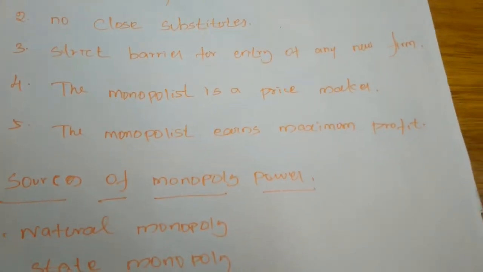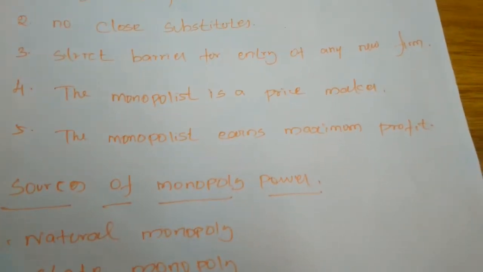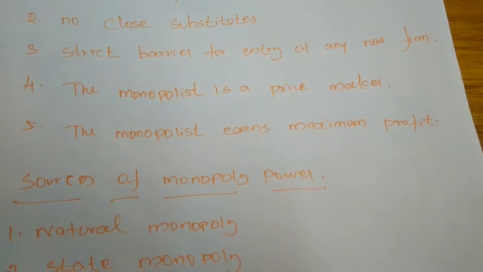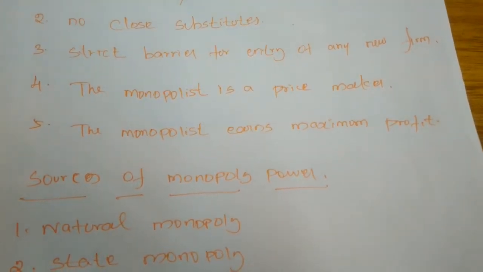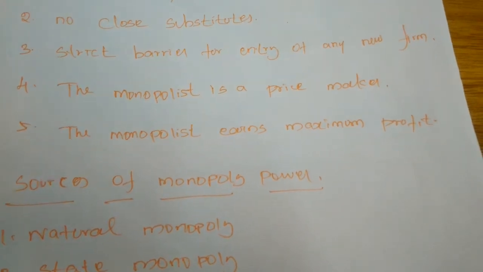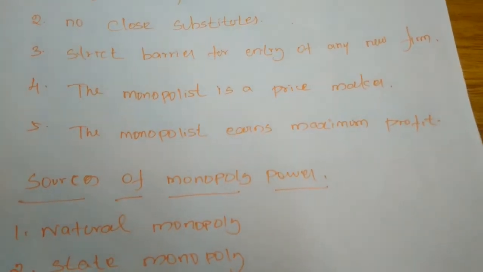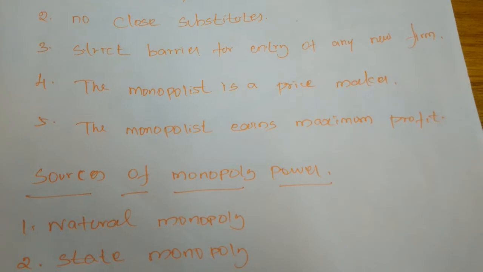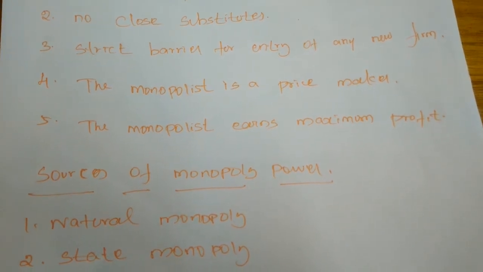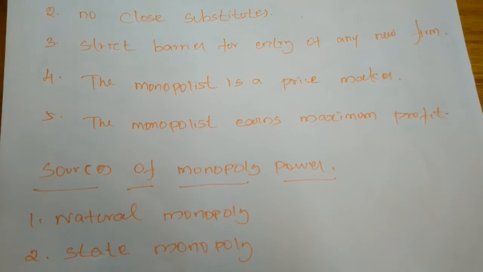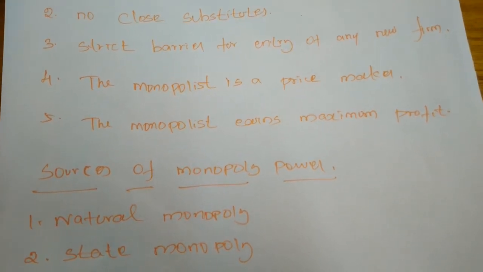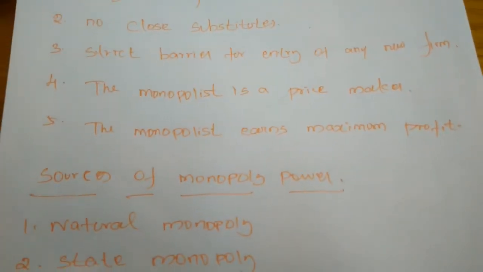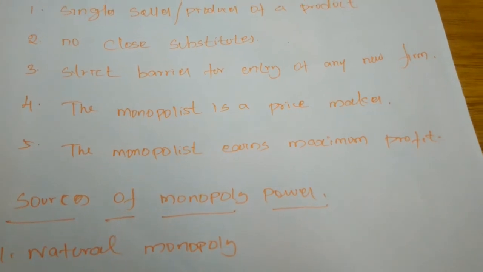Next, the monopolist earns maximum profit. So when he has the special rights to fix the price for his commodity, he has more chance to earn maximum profit. Even if he spends 5 rupees for producing a commodity, or the production cost for the producer is 5, he is able to fix the price of the commodity at 100 or 200. So when he has the power to fix the price, he must earn more profit.